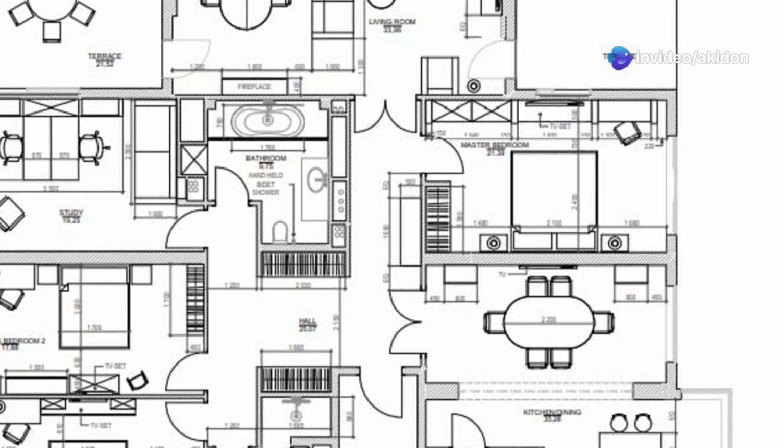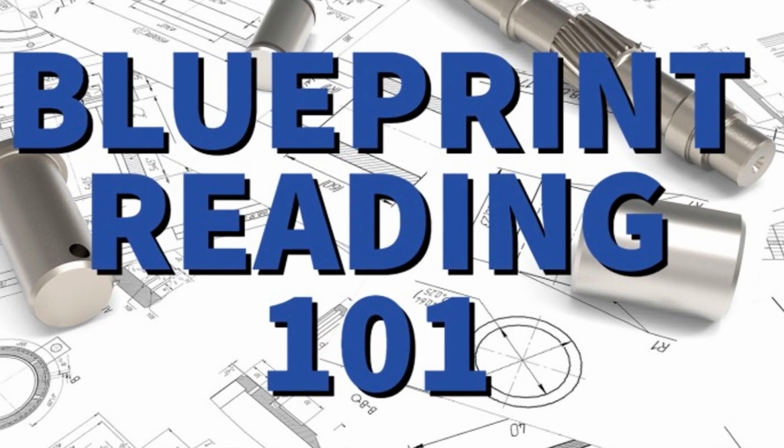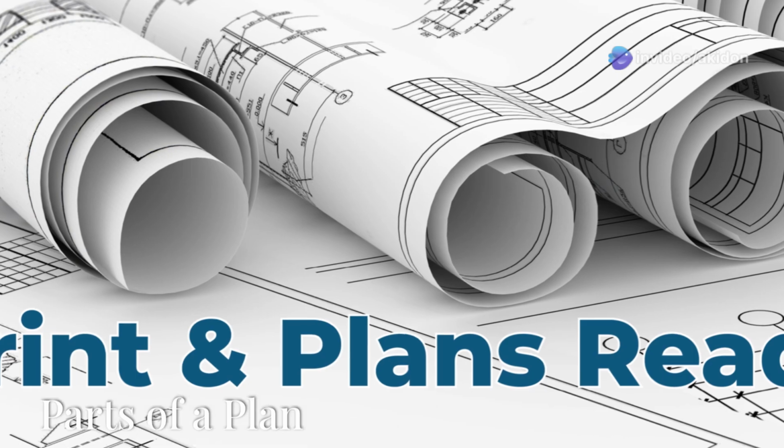These drawings use lines, symbols, and numbers to represent walls, doors, windows, electrical wiring, plumbing, you name it, it's on there. They are super detailed, which might seem overwhelming at first. Don't worry, we'll break it down together. By the end of this guide, you'll be navigating these blueprints like a pro.